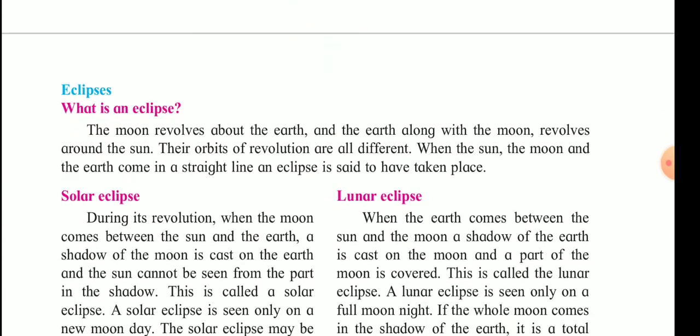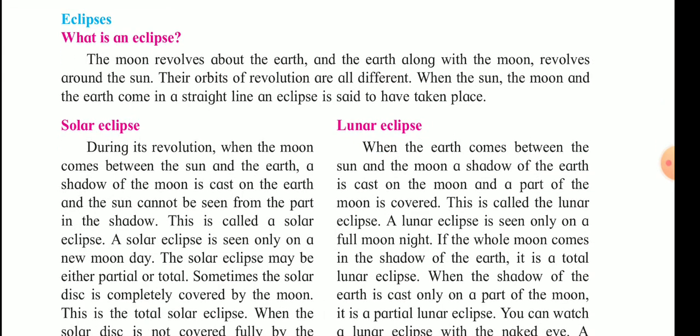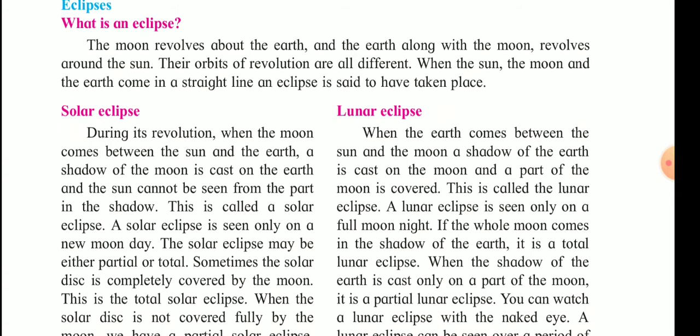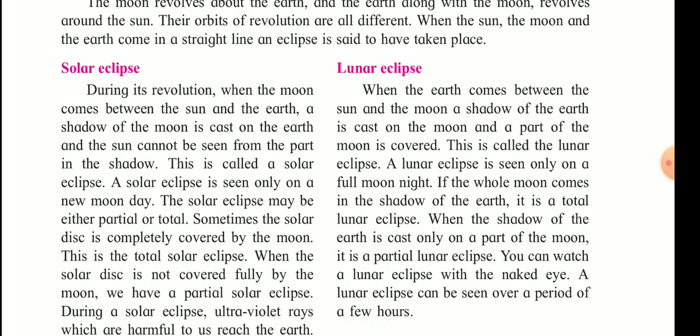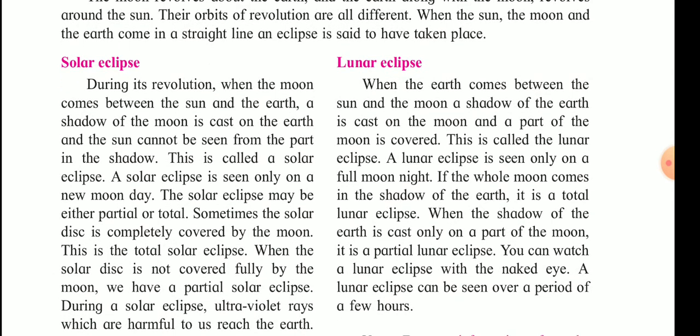Now let us see next what is an eclipse. You all must have heard about the two eclipses, solar eclipse and lunar eclipse. Now the moon revolves around the earth, and the earth along with the moon revolves around the sun. So their orbits of revolution are all different. When the sun, the moon, and the earth come in a straight line, an eclipse is said to have taken place.